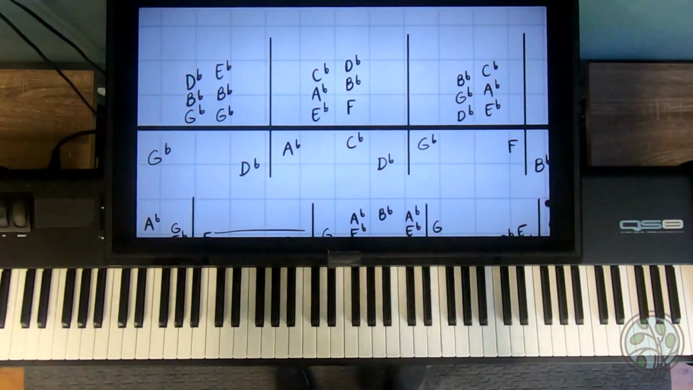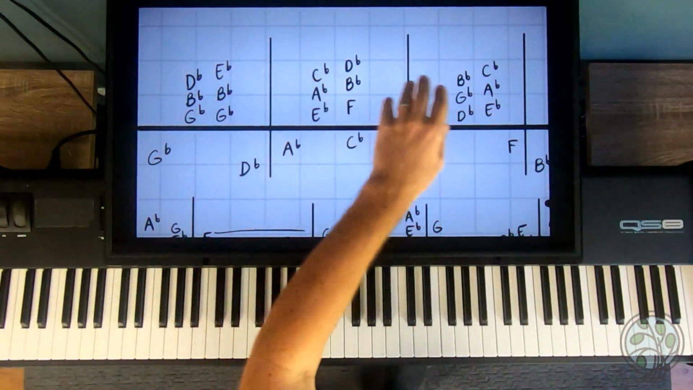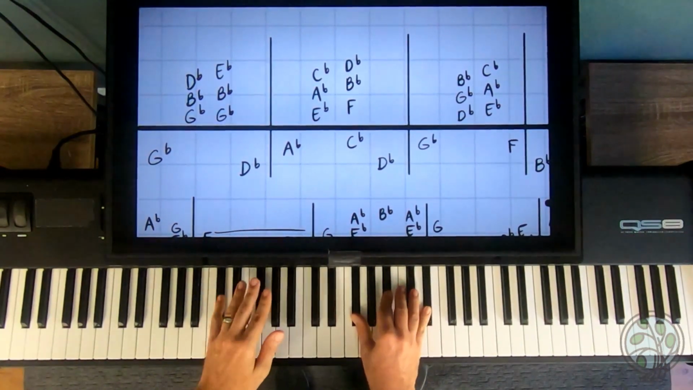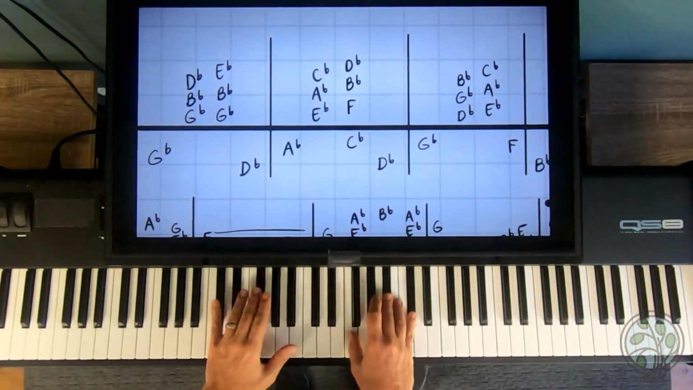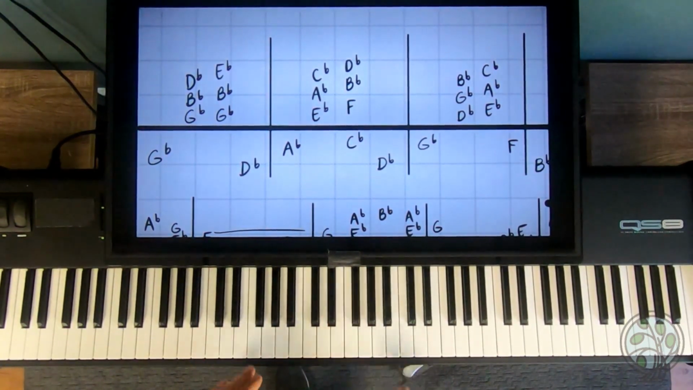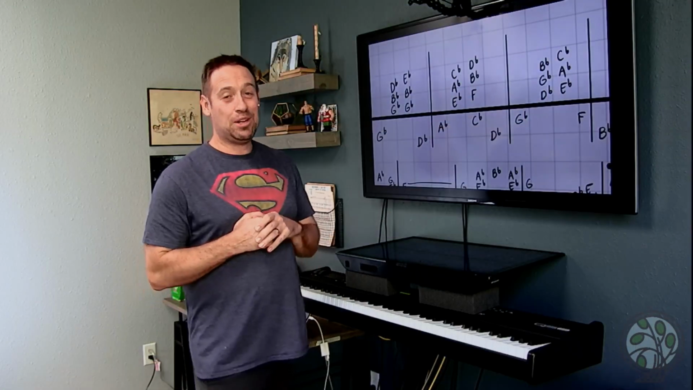Let's assume you spent a couple of hours, a couple of days learning each measure. Now you can put them together. 1, 2, 3, 4, 1. There we go. Okay, so there's our free part 1.